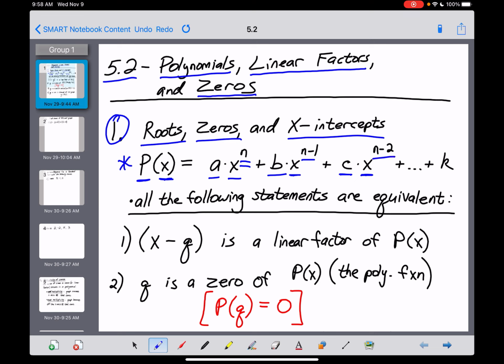And then you can keep doing this as long as you need to, but we end with this k value here, which has no x and has no exponent on it. That k is your constant. So that is standard form of a polynomial function.